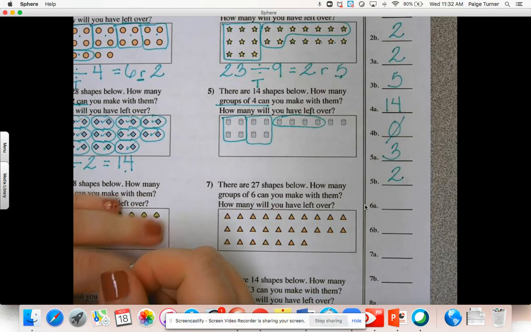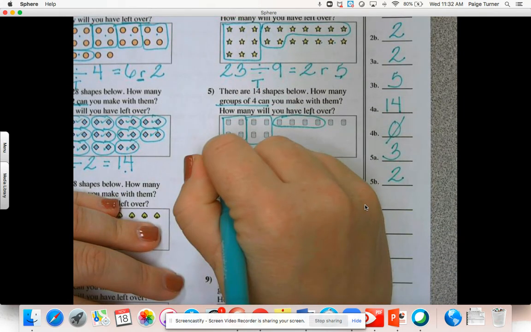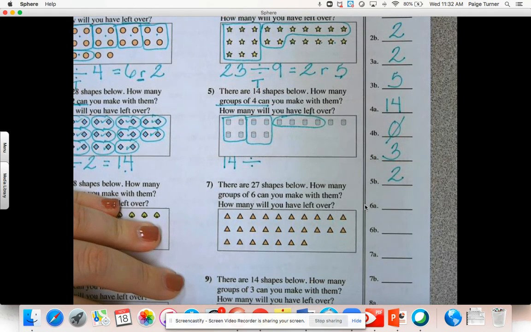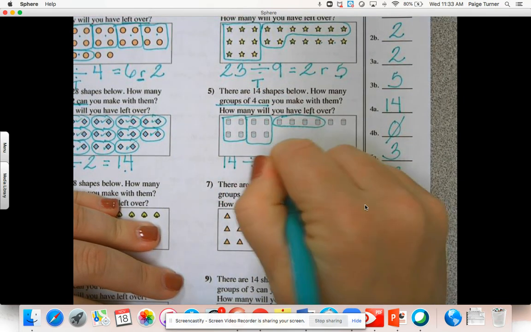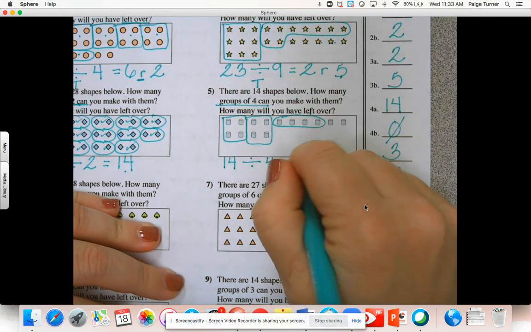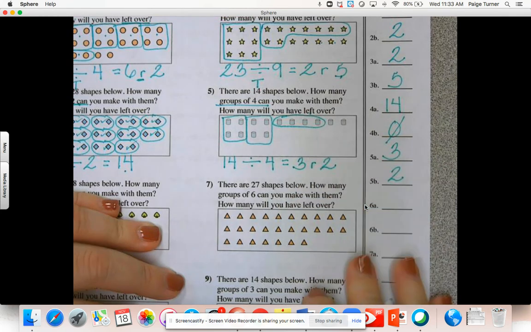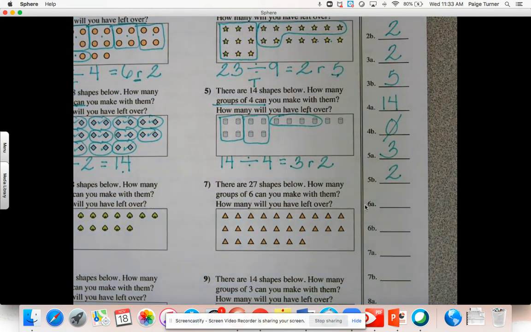So if we write this as a division problem, that would be our total number of shapes, which is 14, divided into groups of 4, and how many groups did we make? We made 3 groups with 2 shapes left over. So that's 3 remainder 2.